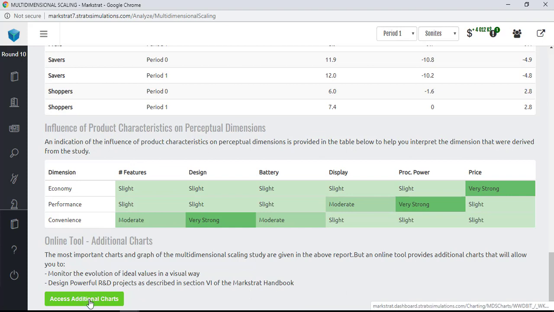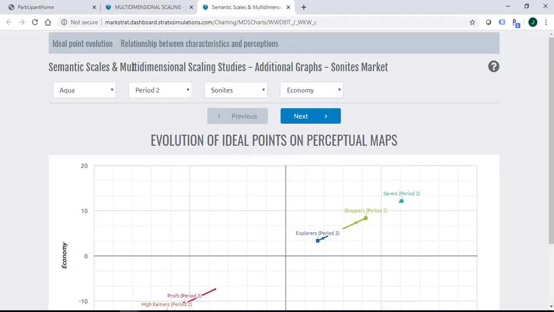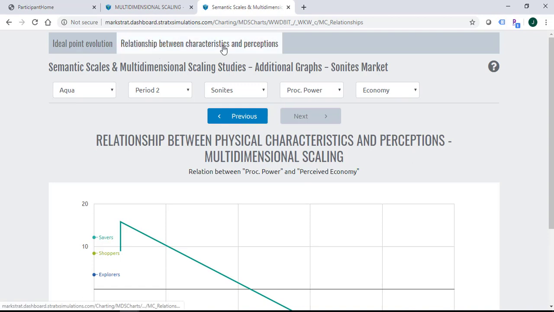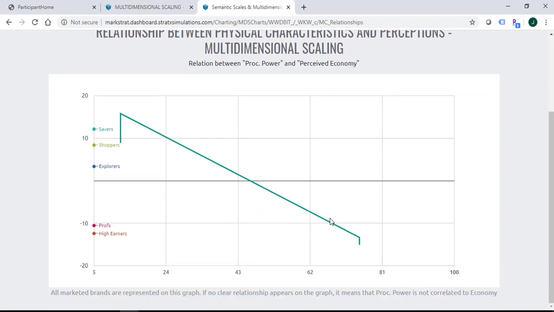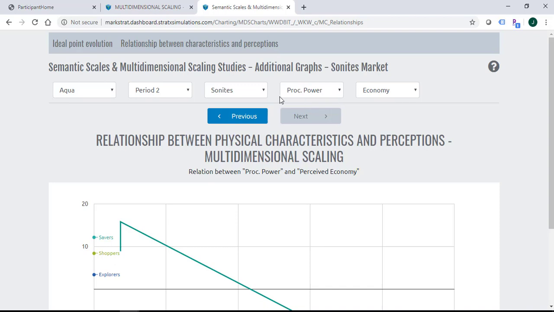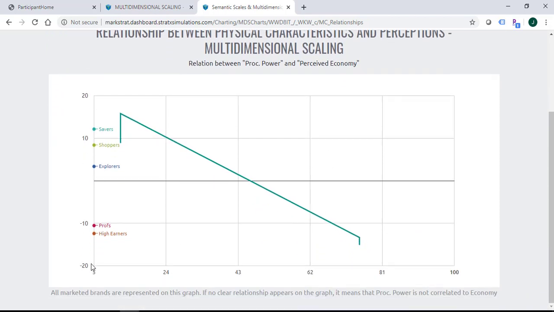The online tools give you exactly the same thing. If you click on the online tools, first of all it gives you the ideal point evolution, and also the relationship between characteristics and perceptions. Using this relationship, you will be able to figure out what characteristics you should use to do R&D. For example, here the relationship is between processing power and economy, so economy is the y-axis and the x-axis is processing power.